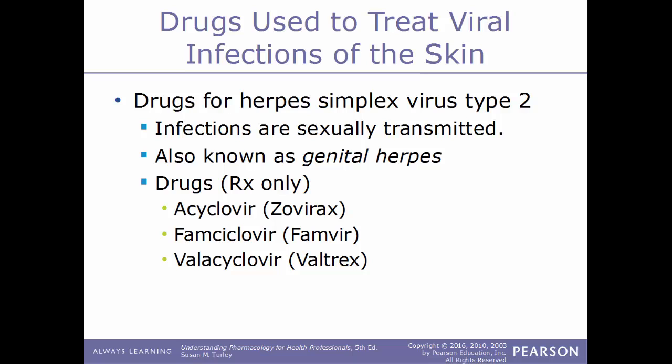Drugs used in herpes simplex virus type 2. These are infections that are sexually transmitted, and these are often known as genital herpes. These are available in a prescription form only, and these drugs will include acyclovir, Zovirax, famciclovir, also known as Famvir, and valacyclovir, also known as Valtrex.